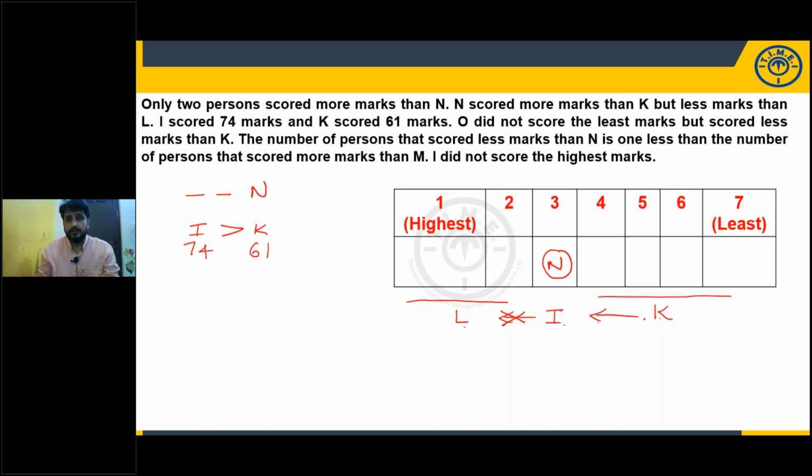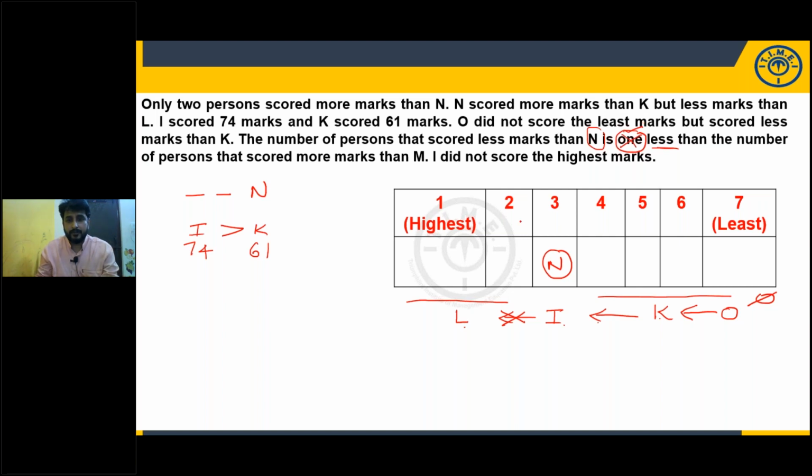Next, O did not score the least marks but scored less than K. It means K scored more than O. Next, the number of persons that scored less marks than N is not less than, it is 1 less than. It is important. Most of them are not reading this. They are reading it as just less than, but it is 1 less than.